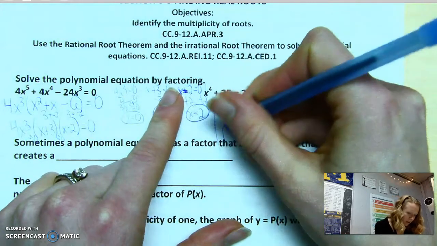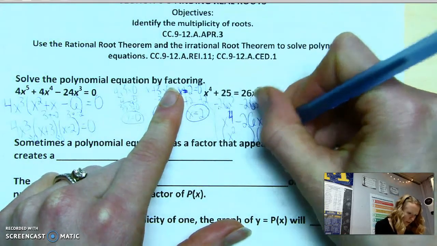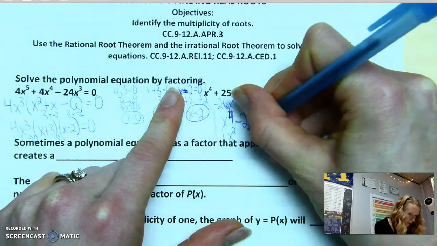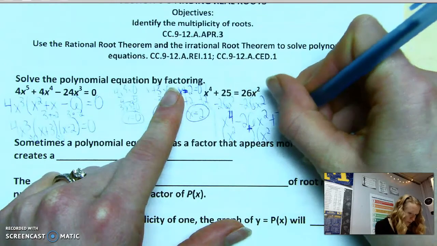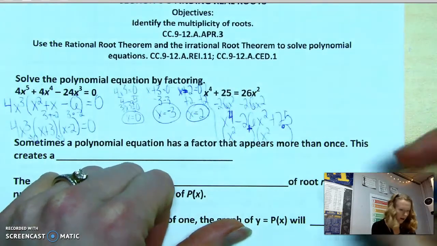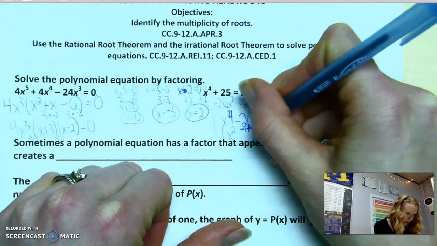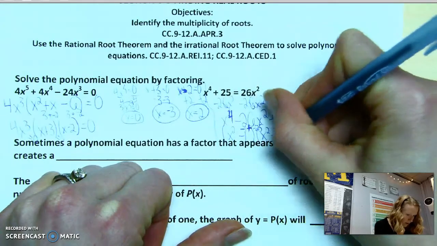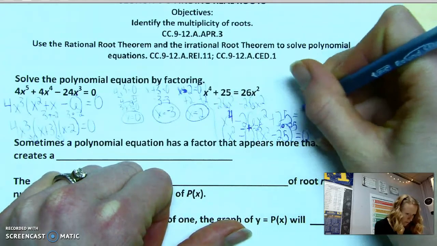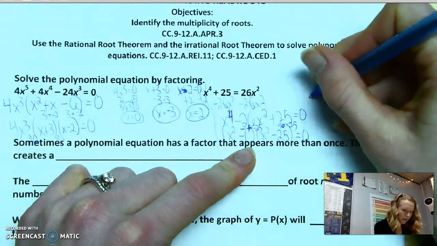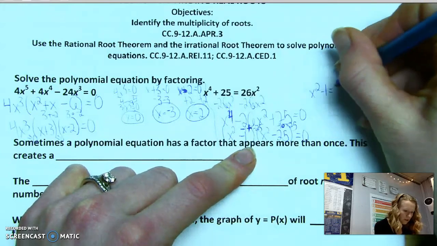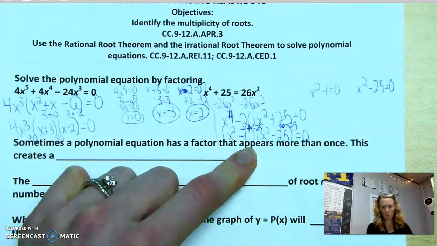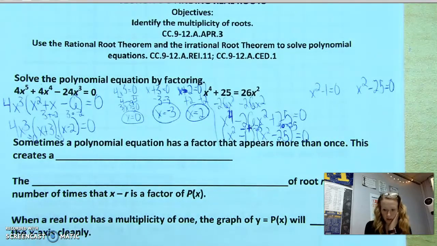But if you think about it, really all I'm doing is saying, isn't x squared times x squared the same as x to the fourth? And we can still follow the same rule as what adds to be negative 26 but multiplies to be a positive 25? Well, that would be a negative 1 and negative 25. So if we were to do that, I would have to solve this by saying x squared minus 1 equals 0, x squared minus 25 equals 0, right? And then I could get my solutions here.